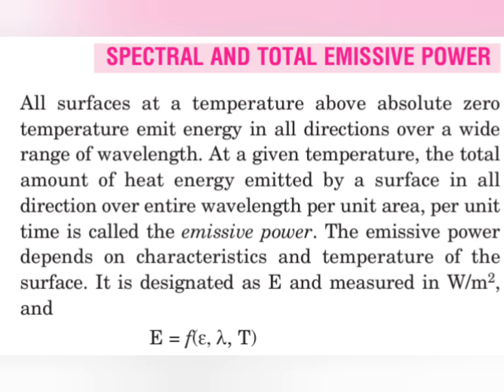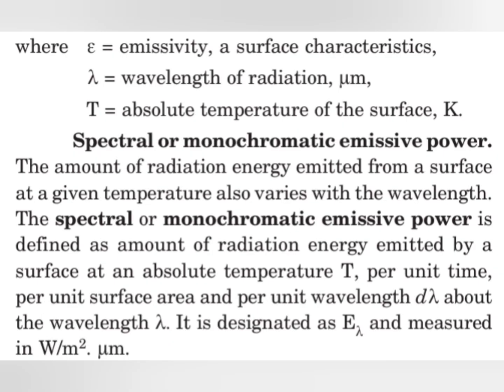Okay, emissive power depends on the characteristics and temperature of the surface. So E is a function of emissivity, wavelength and temperature. It's represented simply as capital E, and its unit is watt per meter square. Okay, this is all about what is emissive power. Okay, up next is spectral or monochromatic emissive power.